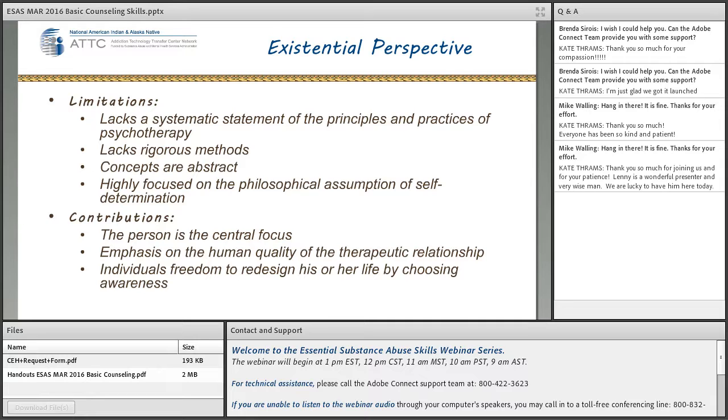The limitations: it lacks a statement of the principles and practices of psychotherapy, lacks rigorous methods, concepts are abstract, it's highly focused on the philosophical assumption of self-determination. The contributions is the person is the central focus. It emphasizes the human quality of the therapeutic relationship, individual freedom to redesign his or her life by choosing awareness.